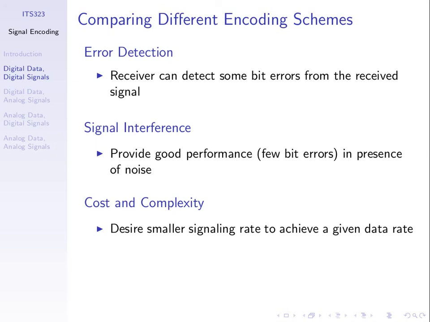Some can detect errors, some cannot. So this concept of built-in error detection. Some work better in the presence of errors, in the presence of noise, with fewer errors. And some are more complex than others. For example, with Manchester encoding, we need to generate the signal twice as fast as the others to transmit the same data. So our transmitter and receiver need to be more complex when we implement them. So the cost goes up.